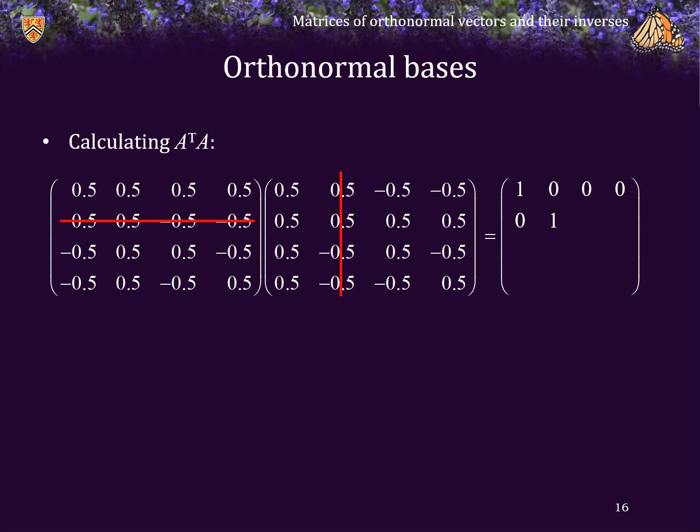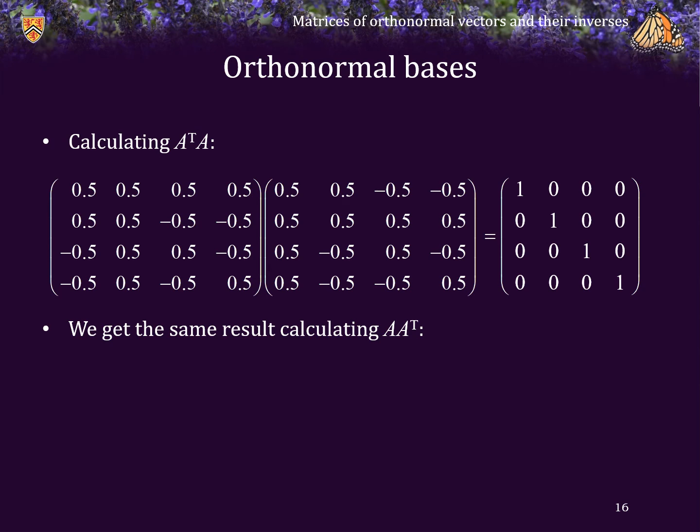Next, those are the same vector, and so we have the inner product of the second vector with itself. That must equal 1. The inner product of the second and the third vectors is 0, and the inner product of the second and the fourth vectors is 0. Well, we can do the same for the remaining entries.